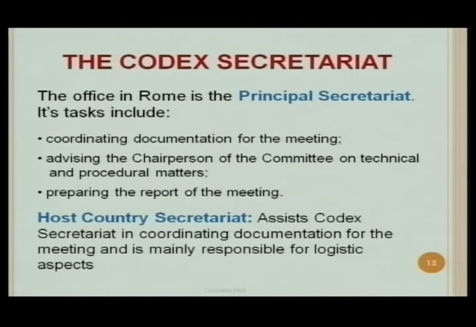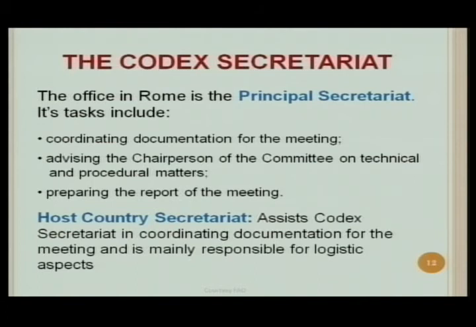As I said, the Secretariat of entire Codex work is in Rome, which is the principal secretariat, and its responsibility is to coordinate the entire documentation for all the meetings of all committees, including the Executive Committee as well as the Codex Alimentarius Commission. The Secretariat is also responsible for advising the chairpersons of each committee on technical and procedural matters. And they prepare a report of the meeting which is adopted by that committee or by the Executive Committee or by the Commission.